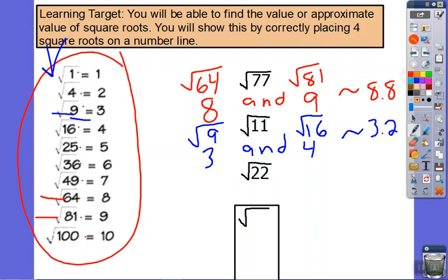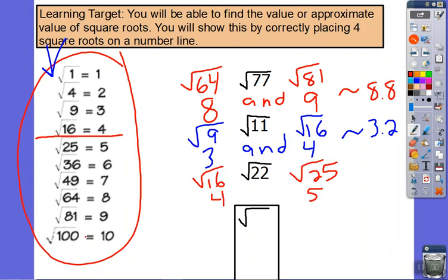Square root of 22. Take a moment and see where you think that lies on our perfect squares list. Square root of 22 would be right here between 16 and 25. What times itself is 16 is 4 times 4. 25 is 5 times 5. So this is between 4 and 5. Is it closer to the 16, closer to the 25, or right in the middle? This is closer to the 25, so we want a decimal that is close to 5, like 4.8.